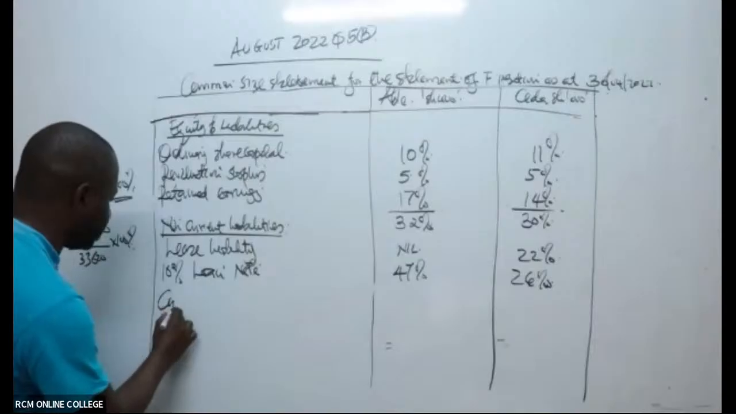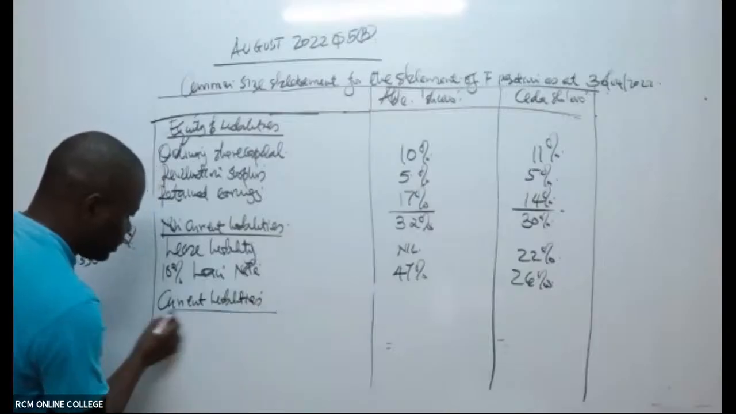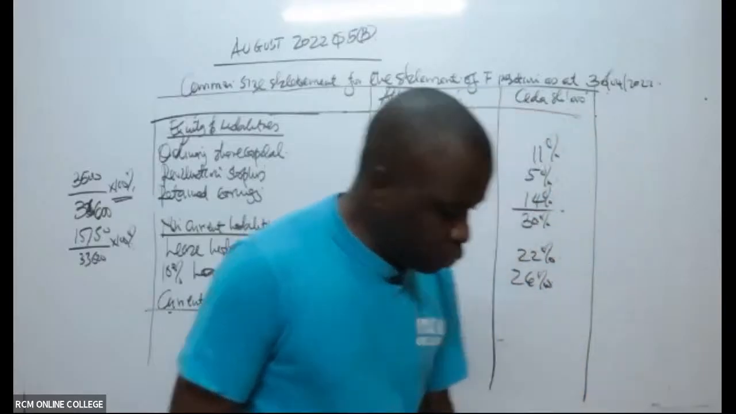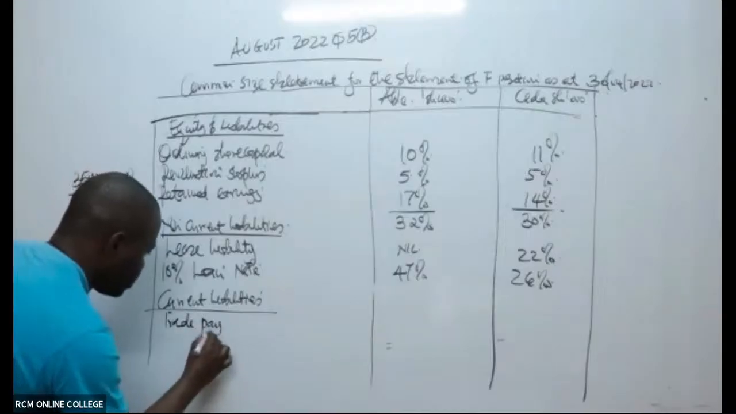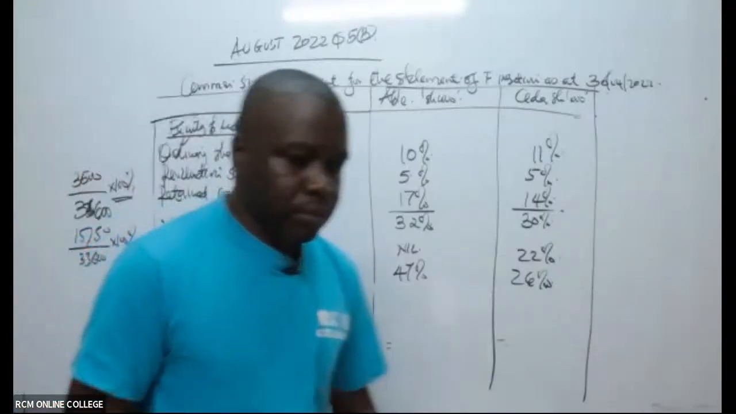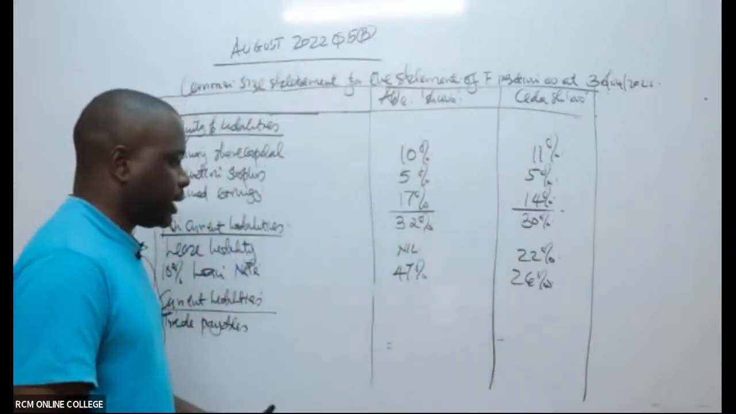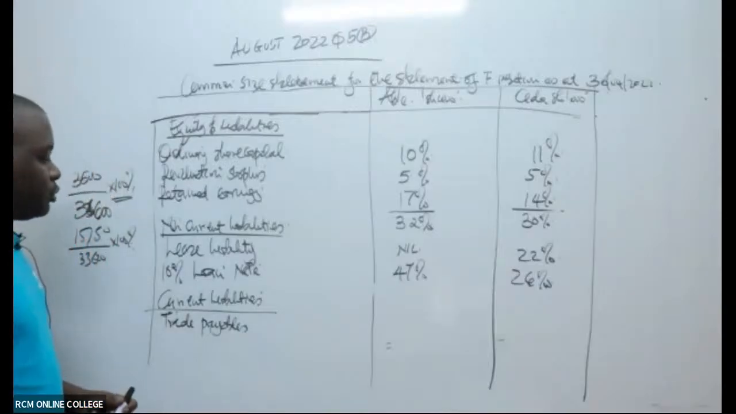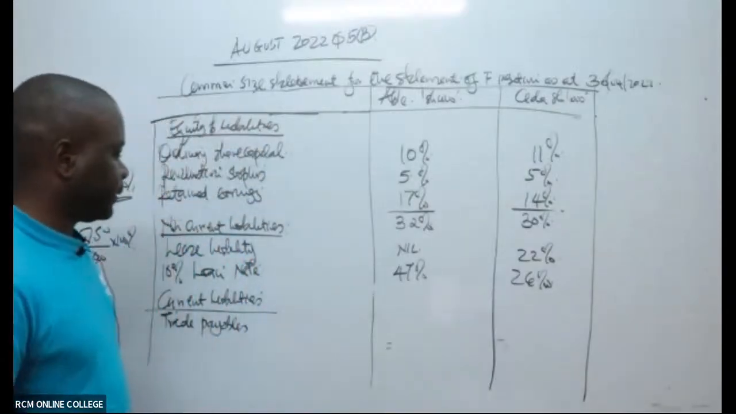Then we have the current liabilities. For the current liabilities, we have the first item there, trade payables. What are the percentages for the trade payables?